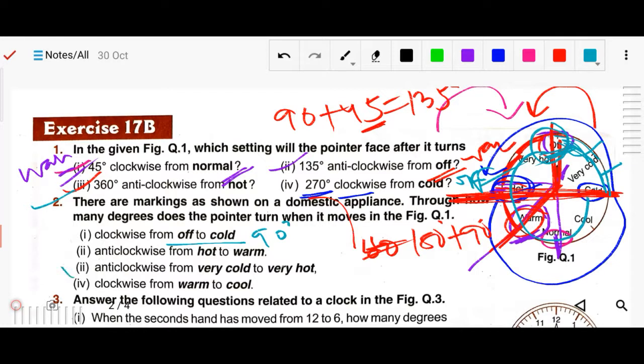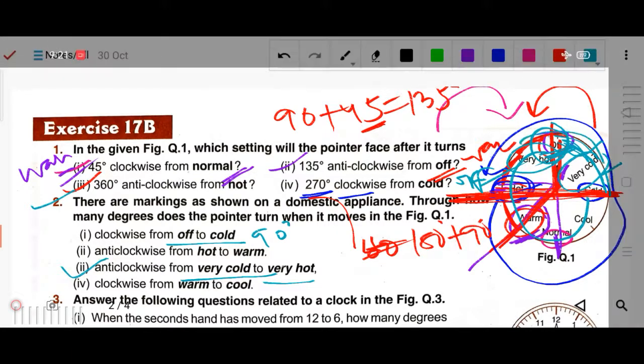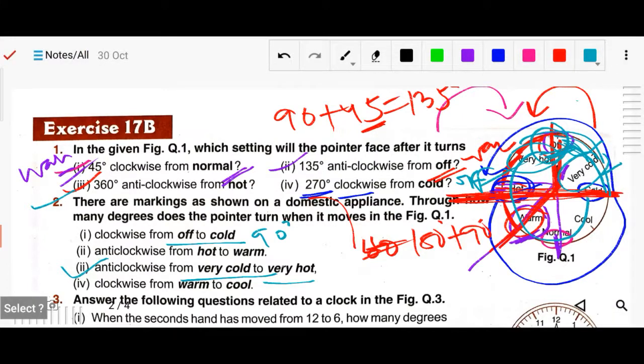Like anti-clockwise from very cold to very hot: very cold is here, very hot is here, and anti-clockwise we move this side. Again you can check how many portions it is going. This is 45, so 90 will be there. Likewise, you just check that and write the degree. Okay, you can do it.